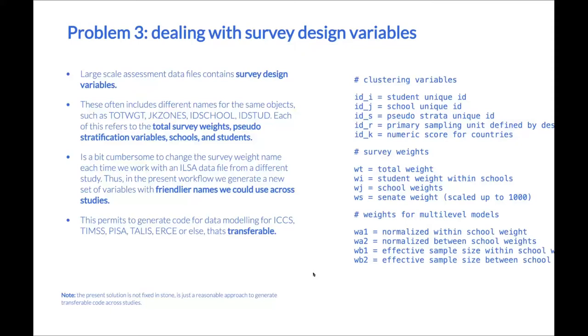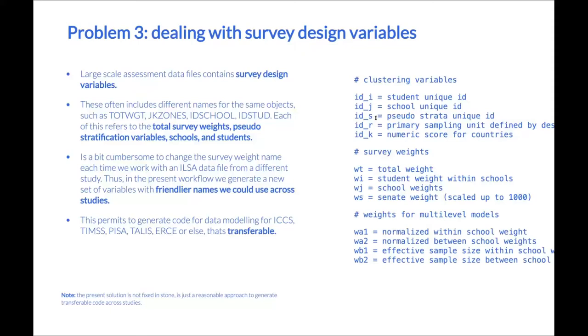So what we are calling clustering variables are just the unique variables that identify an observation. For example, a student is within a classroom, and that classroom is within a school, and that school is within a stratum. And because most of the IEA studies use jackknife, apart from clustering variables, they would have a replicate unit or a primary sampling unit.